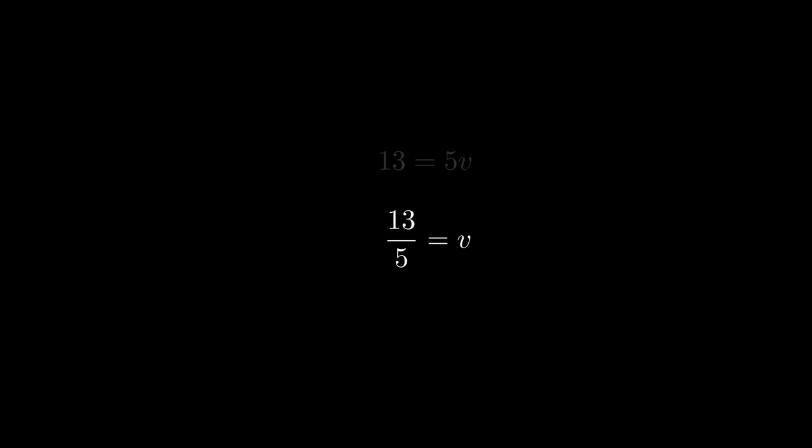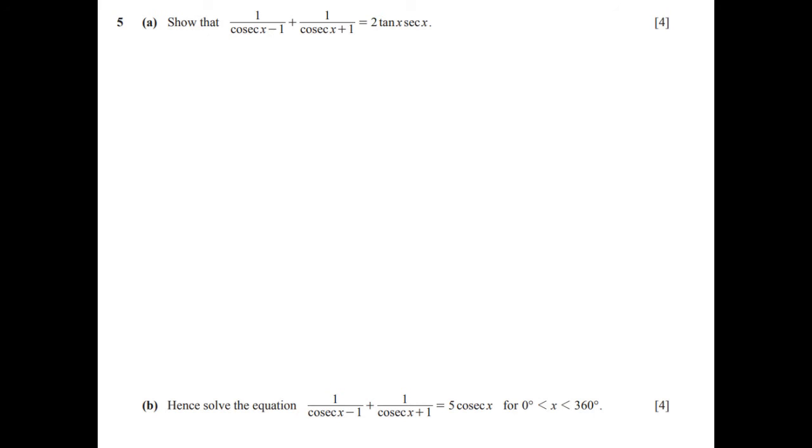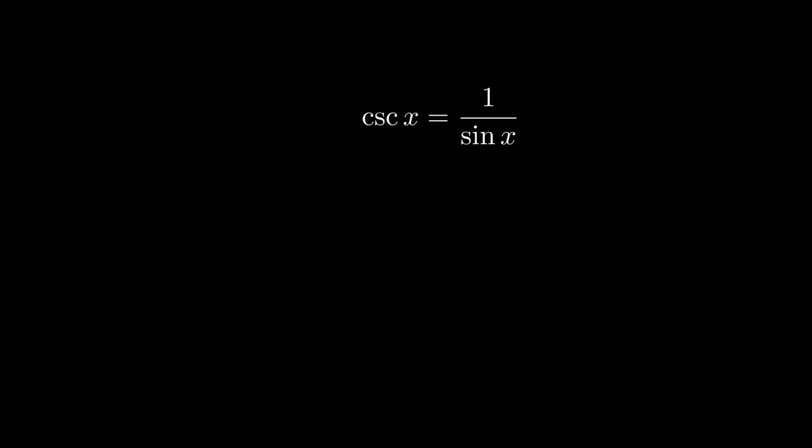Okay, on to number 5. We have a trig identity for A. And then for B, it says, hence solve the equation. Whenever you see hence, that means that you want to try to use the previous result to answer this question. Okay, let's get into it.